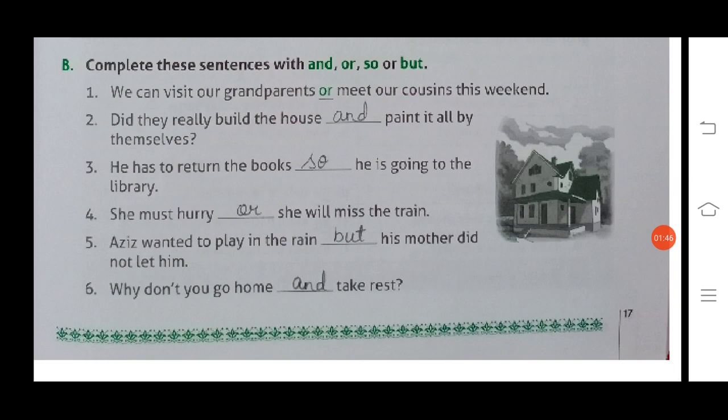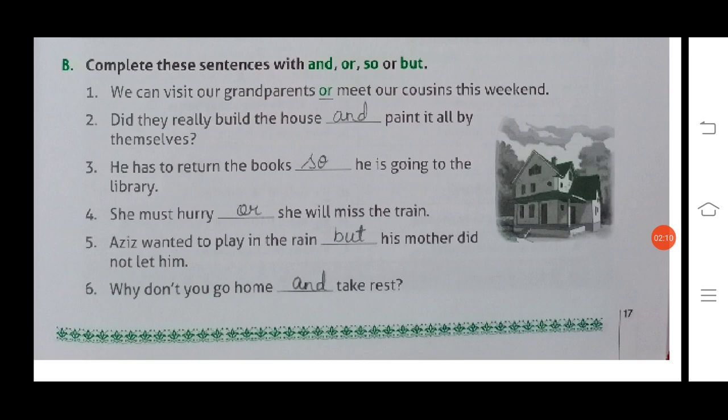So let us begin this exercise. Number 1, we can visit our grandparents dash meet our cousins this weekend. Or. Okay, so there are two options. Either we can visit our grandparents, or we can meet our cousins. Yes, two options are there. We have to choose any one. When there is a choice, we use or.